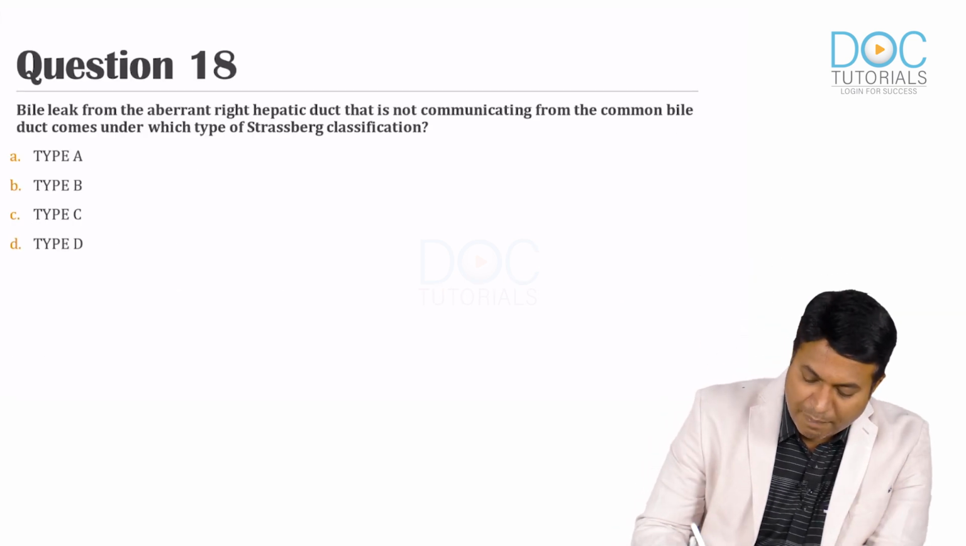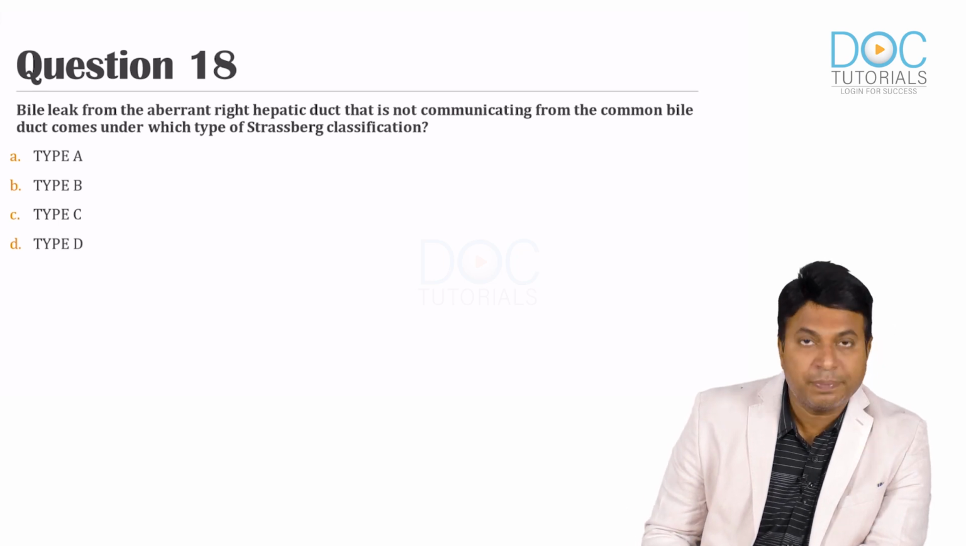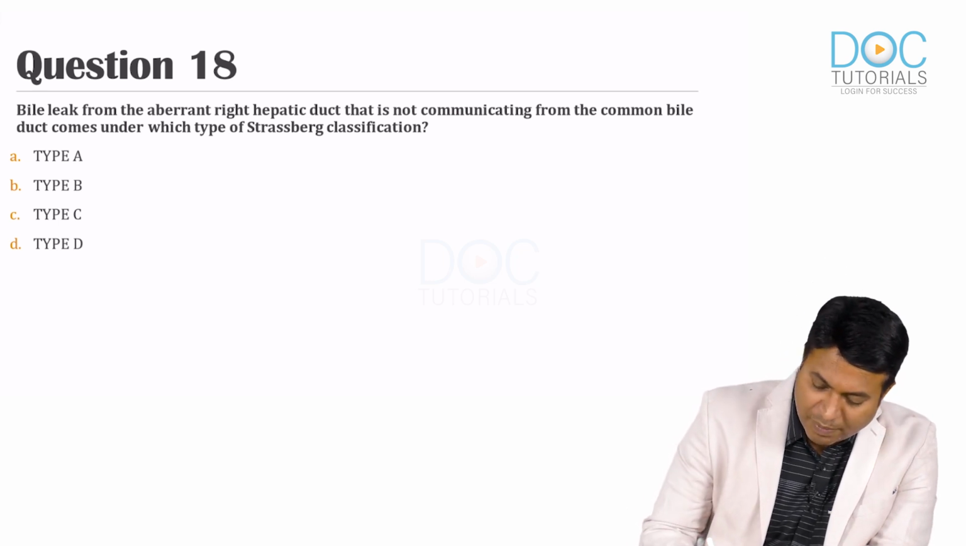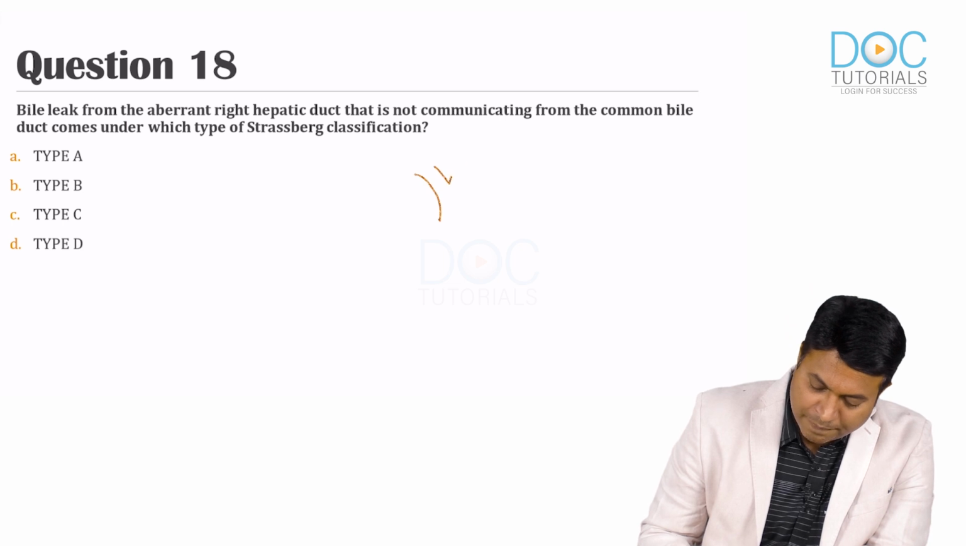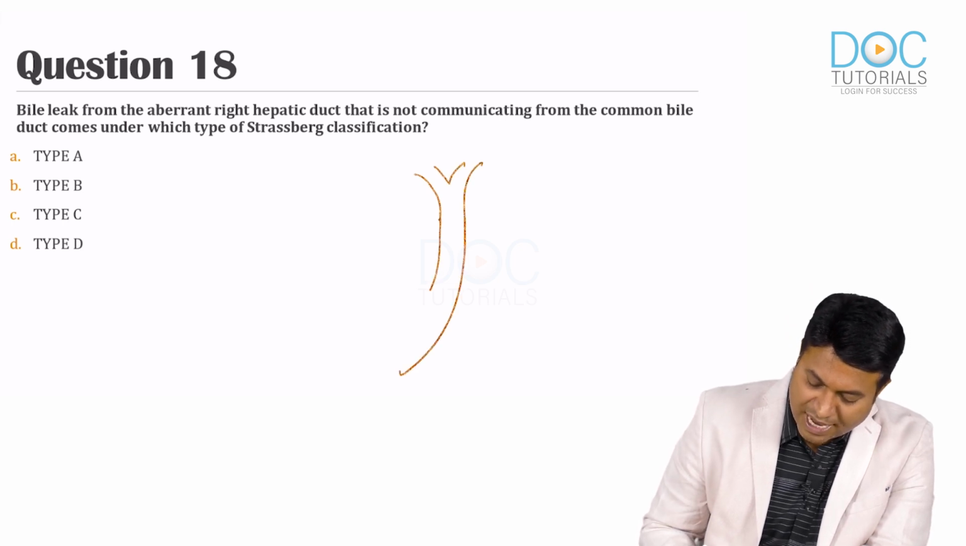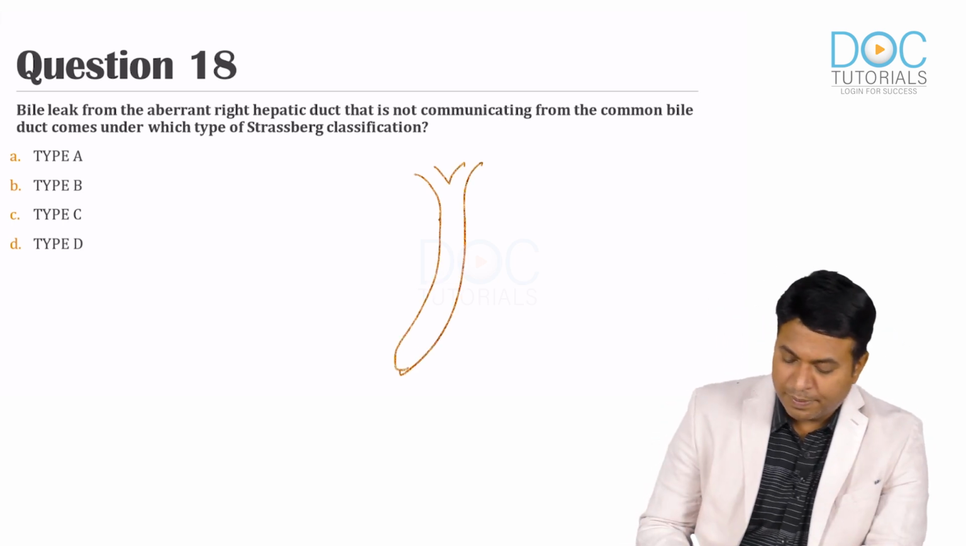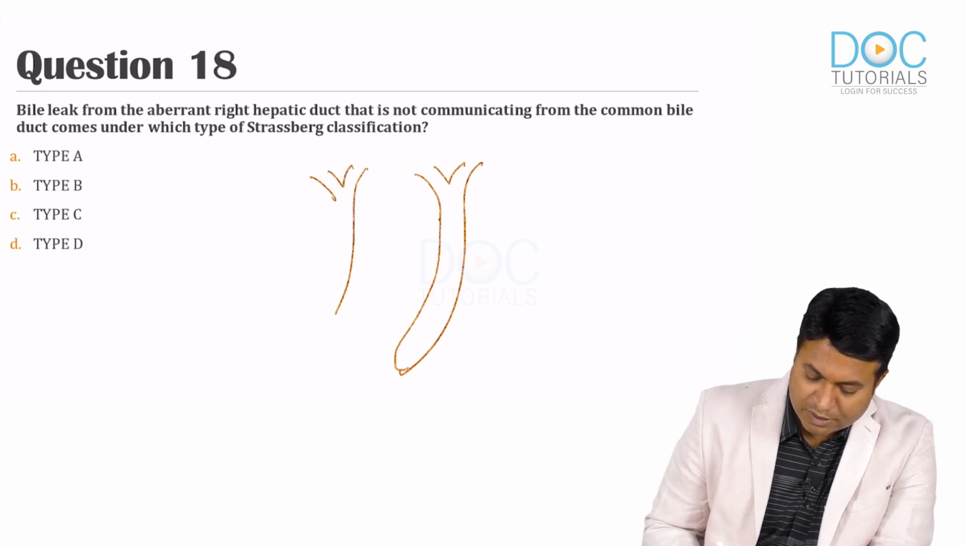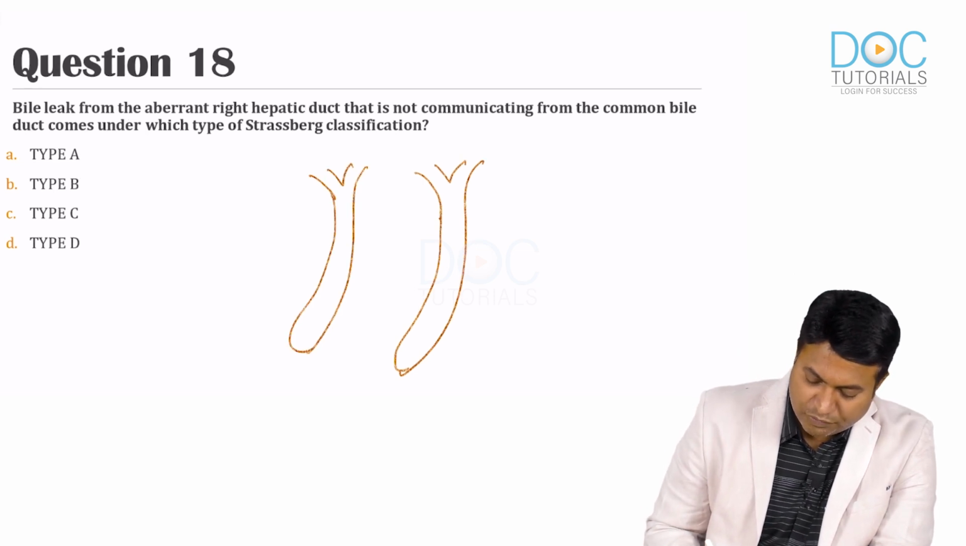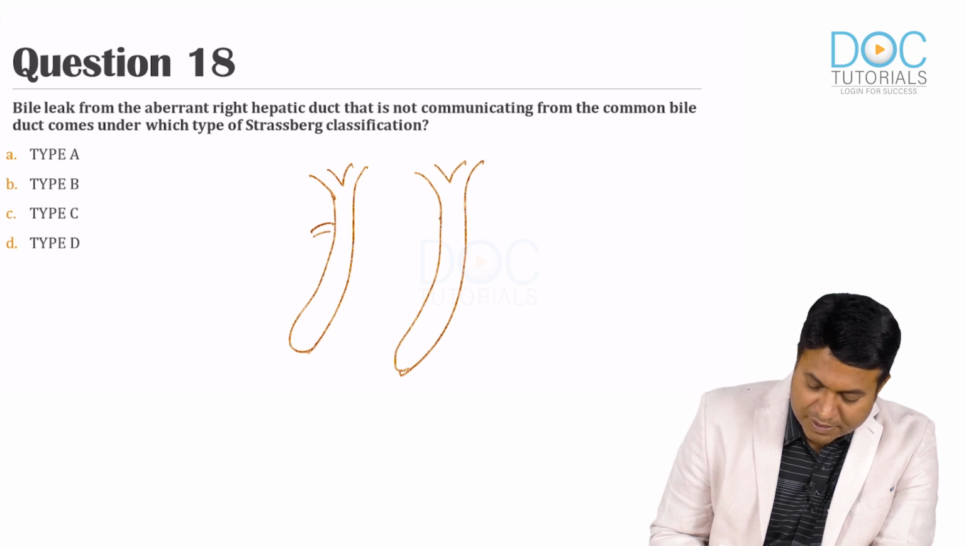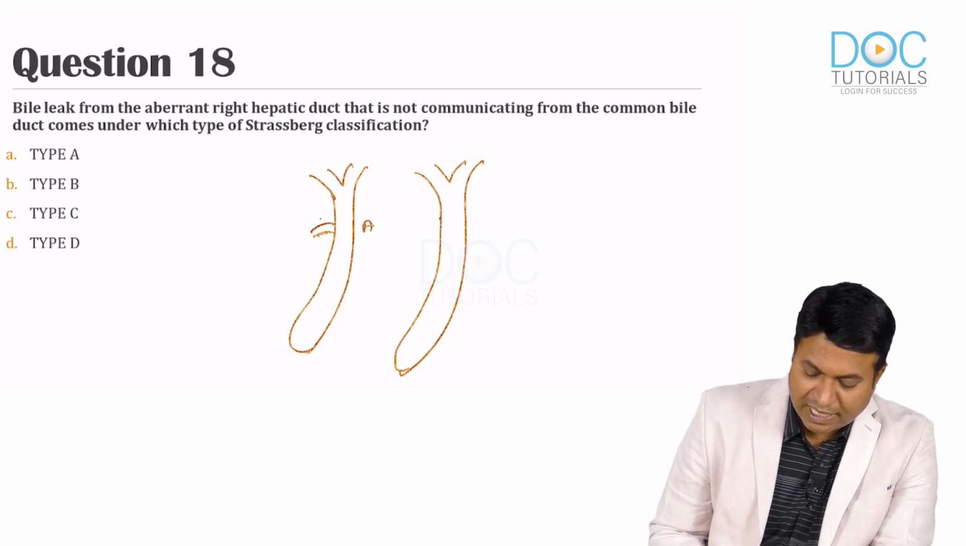Bile leak from an aberrant right hepatic duct that is not communicating with the common duct. Please understand, this is a classification known as the Strasberg classification. 5 types of Strasberg classification are seen. Let me show you. The first type is most common. This is A. This is a cystic duct. We have put a clip that has fallen down and it is leaking.